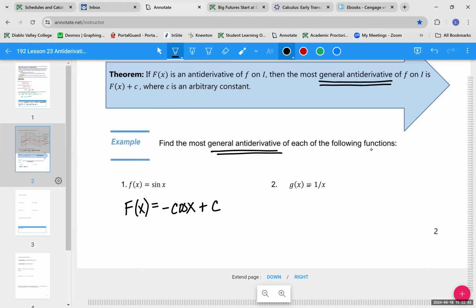Okay, so what about number 2? What function has a derivative that is 1 over x? And you probably just said ln of x, and you are correct. So we can write ln of x plus c. However, we've got to point something out here. What is the domain of this g of x function? 1 over x. What can I plug into that? Anything except for 0, right?